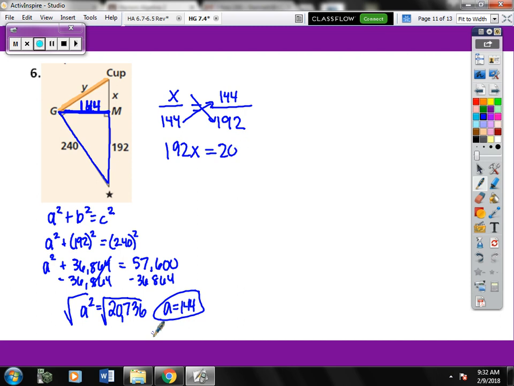So we would cross multiply, and we'll get 192x equals, and we'll multiply 144 times 144, which will get me back to what I had under my square root here, 20,736, and then we'll divide that by 192. And we will get 108. Again, you want to put this back in your picture.